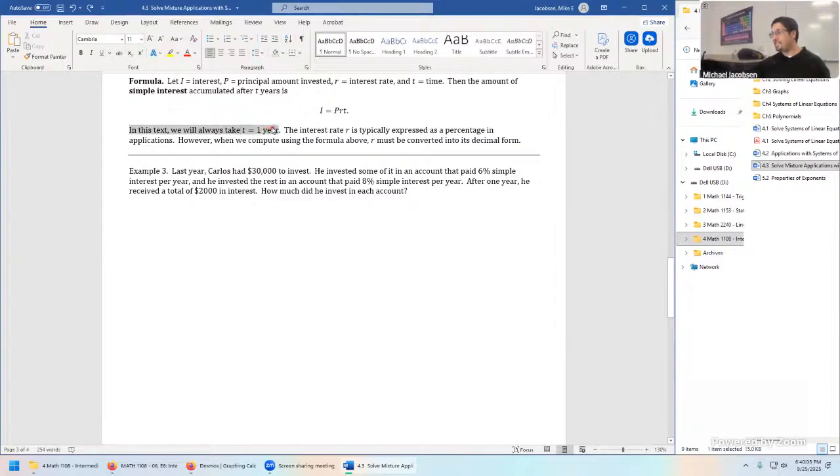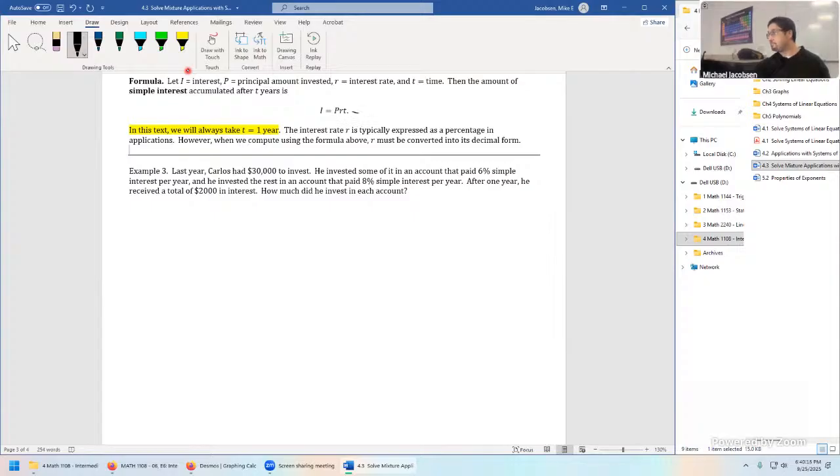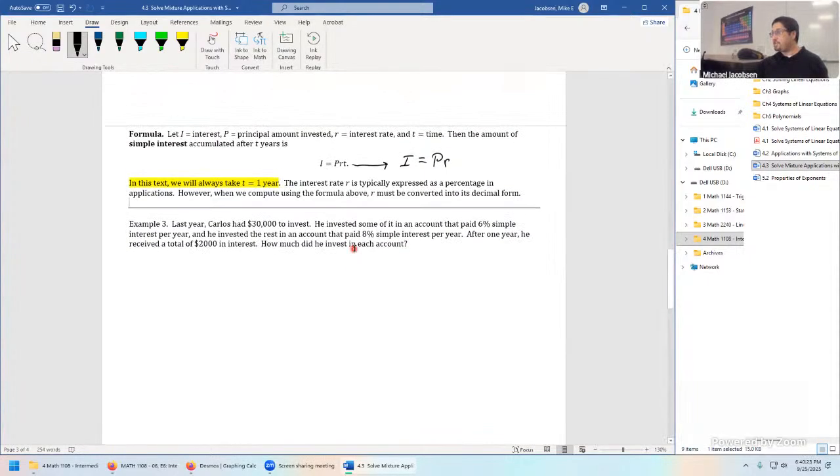So here's the next thing that's kind of unusual about this formula. We're going to take T to be just 1 year in the problems that we're going to study. So that means the formula that we actually use looks like this. Interest equals principal times rate, since everything is done in 1 year. And that might give you deja vu, because then it feels like you're doing something like distance equals rate times time. Sure, it's a whole different context.